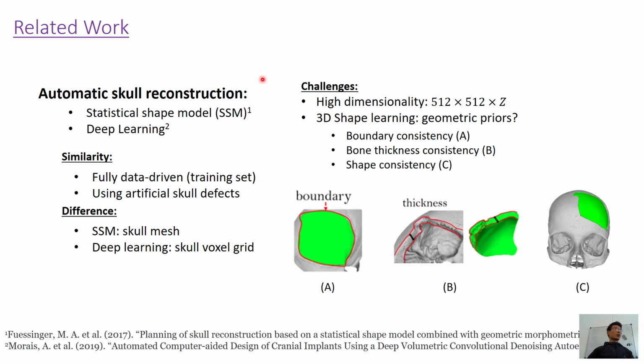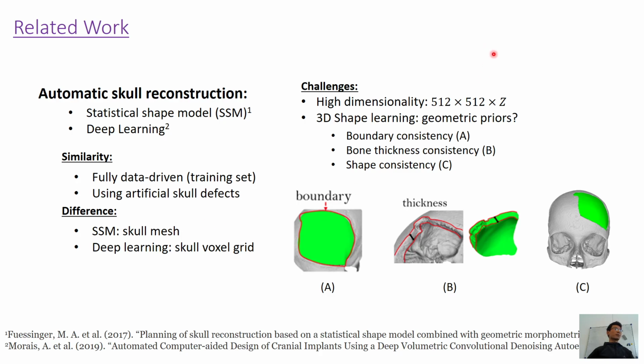Previous work regarding skull reconstruction mainly falls in two categories: statistic shape model, SSM, and deep learning. Both approaches are fully data-driven, and the defects are created artificially from healthy skulls. This is because real skull defects from craniotomy or from trauma are rare, and they often lack the ground truth. In contrast, complete skulls are much easier to acquire in large quantity, and there exist public skull datasets, such as CQ500. The difference is that SSM usually processes skull mesh, while deep learning-based methods process the skull volume.